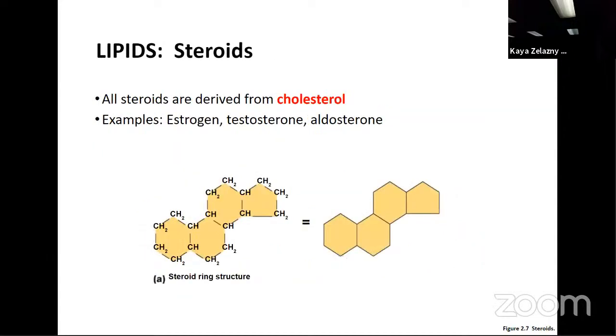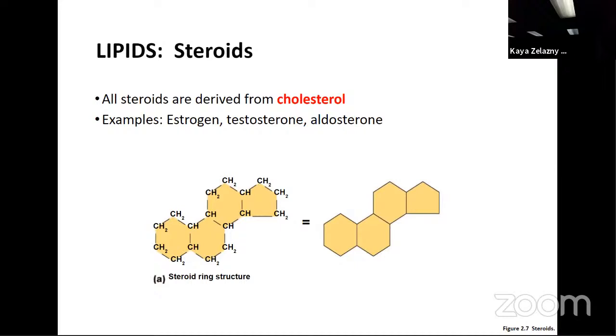Steroids, we will see a fair bit. So all steroids are derived from cholesterol. So they all have the same ring structure. So we have these 4 rings pressed up against each other. So we have seen some ring structures before.